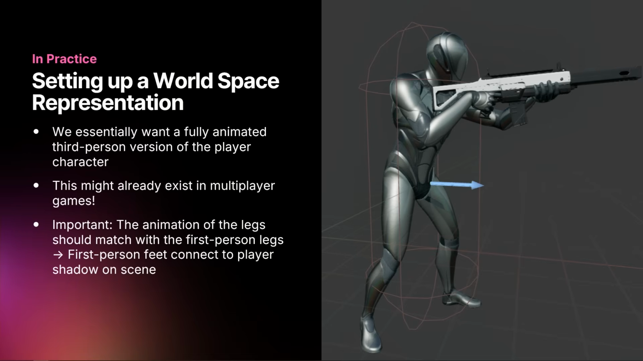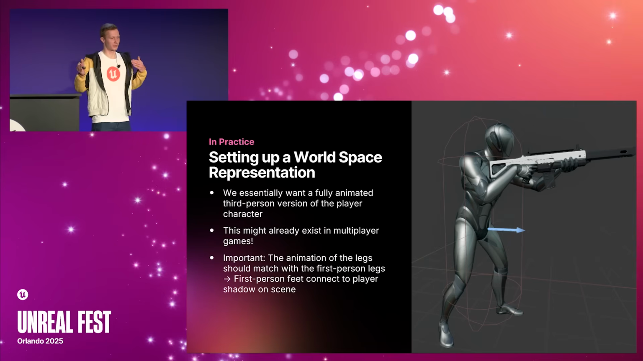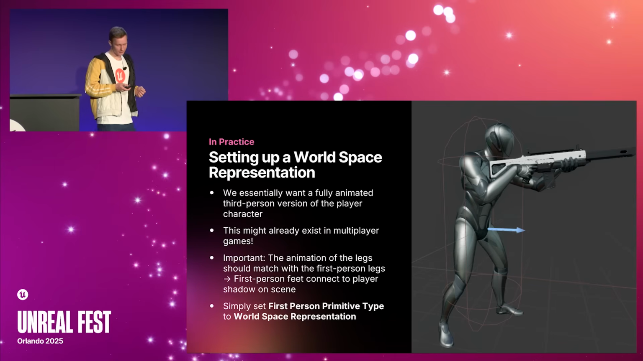You only need to look out that the animation of the legs should match between the third person and the first person version of the body. Again, we use the third person version to cast shadows onto the scene. So we want the first person legs to connect at exactly the same point along the timeline of the animation as when the shadow version is putting its foot down.